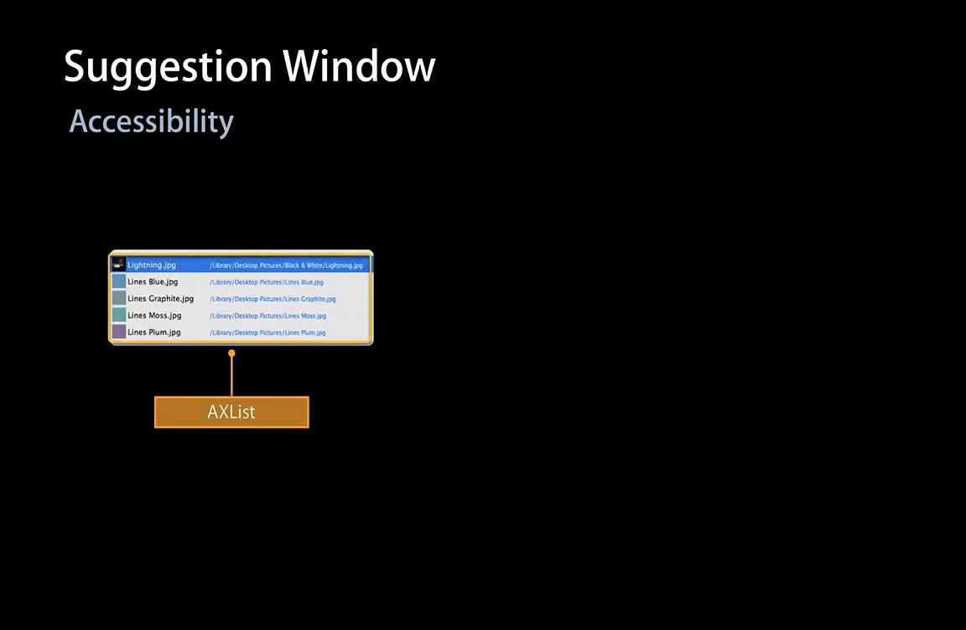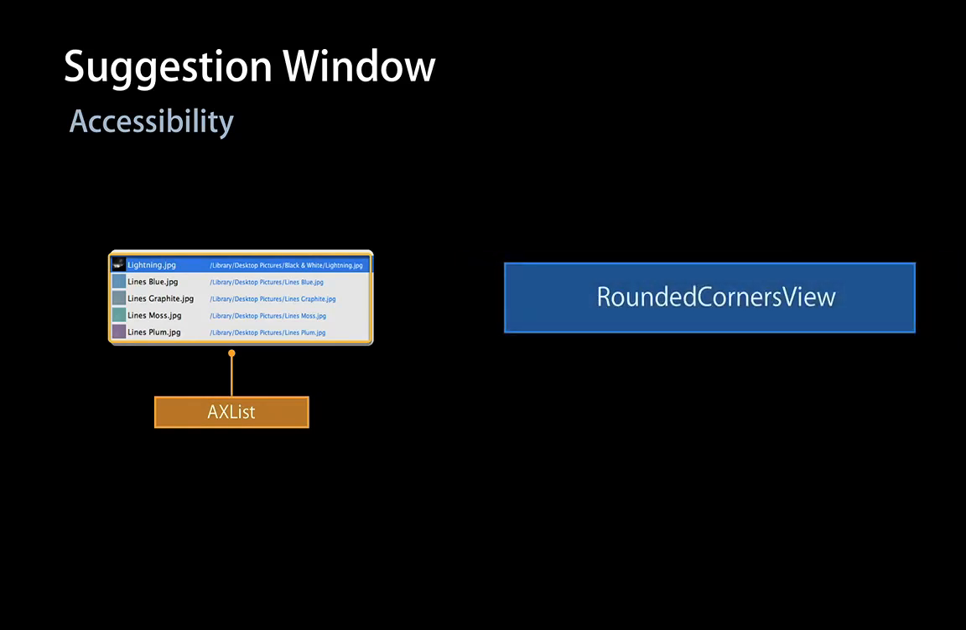Now we have a whole bunch of items on here, and we need to report to accessibility that this is an AX list. And we actually handle this in the rounded corners view. It's an NSView subclass that draws our nice rounded corners in our content for our suggestions window. But it will also report for us that it contains a list of items to accessibility. There's not a lot of code there. It's in the sample code.